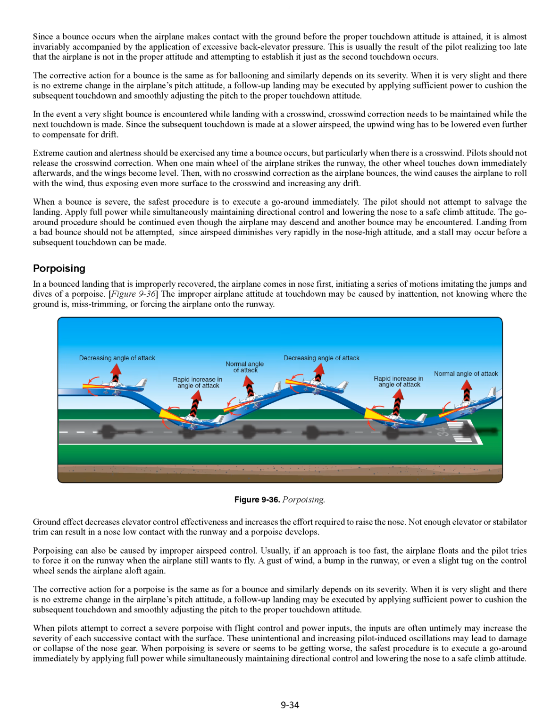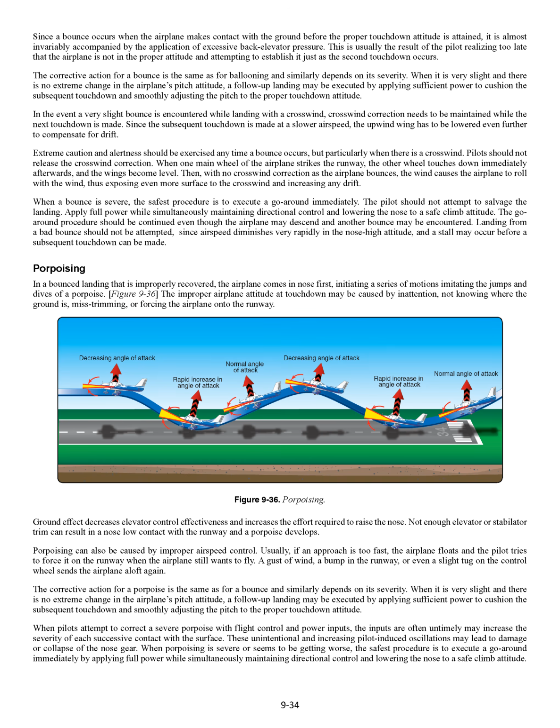The corrective action for a porpoise is the same as for a bounce and similarly depends on its severity. When it is very slight and there is no extreme change in the airplane's pitch attitude, a follow-up landing may be executed by applying sufficient power to cushion the subsequent touchdown and smoothly adjusting the pitch to the proper touchdown attitude. When pilots attempt to correct a severe porpoise with flight control and power inputs, the inputs are often untimely, and may increase the severity of each successive contact with the surface. These unintentional and increasing pilot-induced oscillations may lead to damage or collapse of the nose gear.